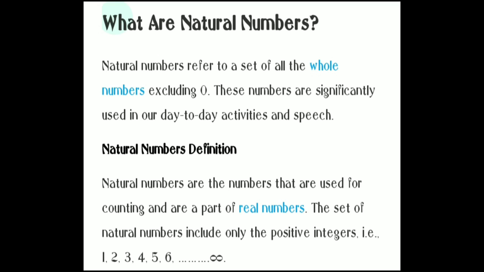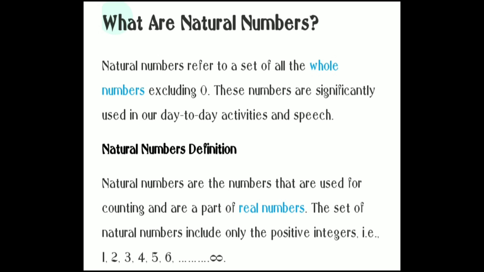Natural numbers refer to a set of all the whole numbers including zero. These numbers are significantly used in our day-to-day activities and speech. Natural numbers are the numbers that are used for counting and are part of real numbers. The set of natural numbers includes only the positive integers: 1, 2, 3, 4, 5, 6, and so on.